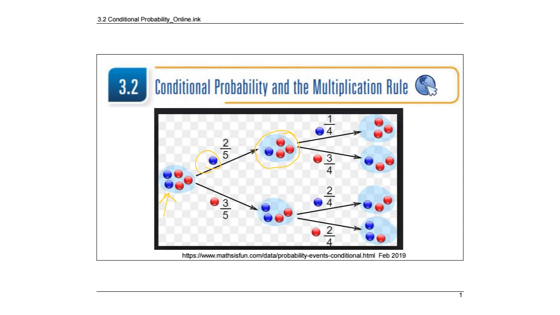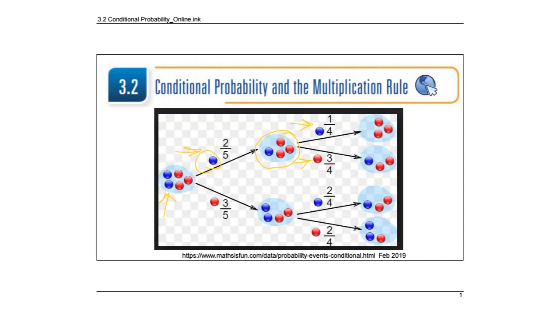So now the probability changes. The probability of getting a blue marble here before I grabbed one was 2 over 5. But now the probability of grabbing a blue marble is going to be 1 out of 4 because I have 1 blue marble out of 4 marbles. The probability of grabbing a red is going to be 3 over 4 because I have 3 red marbles over 4 total.